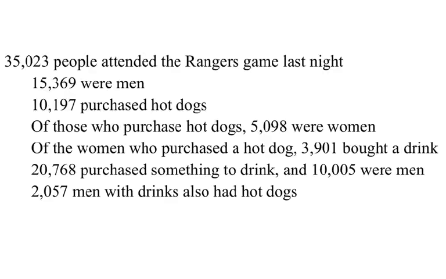20,768 purchased something to drink. So that's the total of people who purchased something to drink. And 10,005 of those people were men. 2,057 men with drinks also had hot dogs. So here you can see where some of the categories start to overlap, but you should also see that there are 3 categories. Men, so gender is one category.